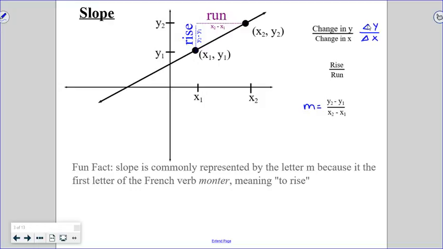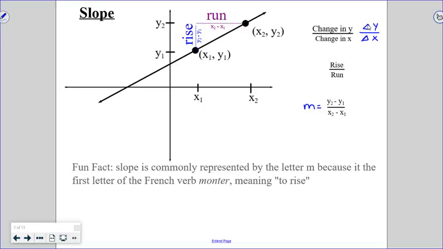I did find it interesting. I've never known what that stood for. This book told me. There you go. It's commonly represented by the letter m because of the French verb monter. Do I have any French people? I have no idea how to pronounce things in French. Monter? No? Maybe? Which apparently means to rise. So there you go. Now we know why it is denoted by the letter m.